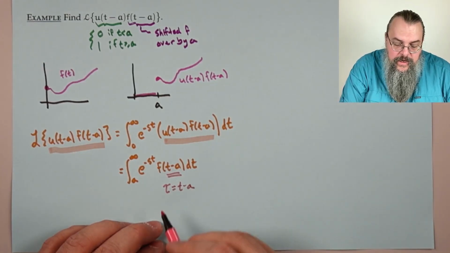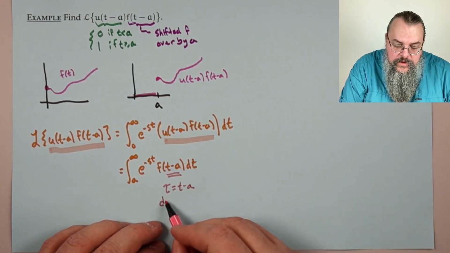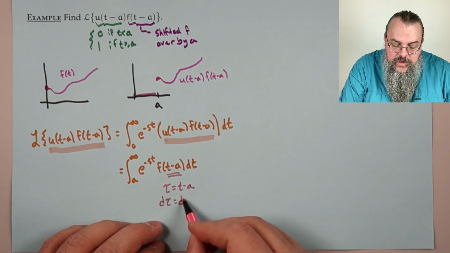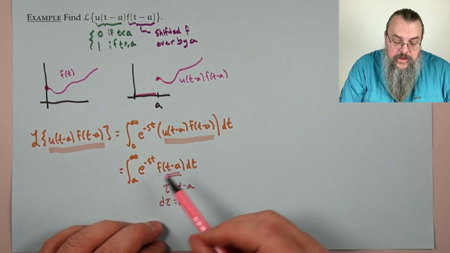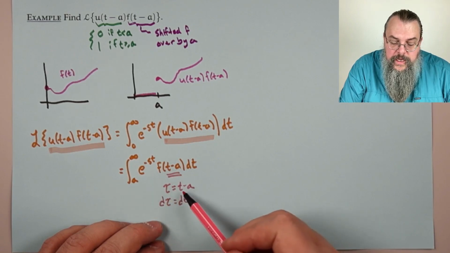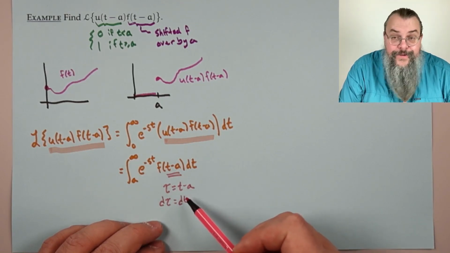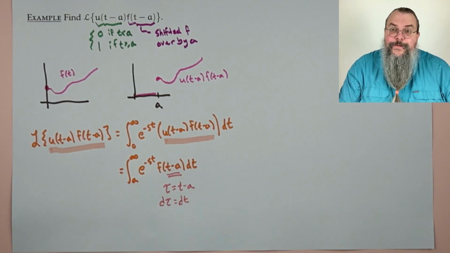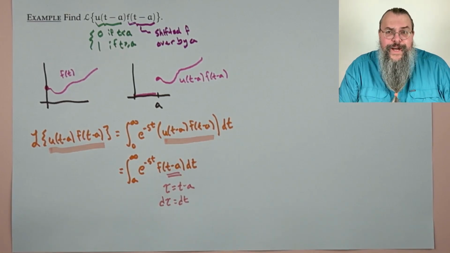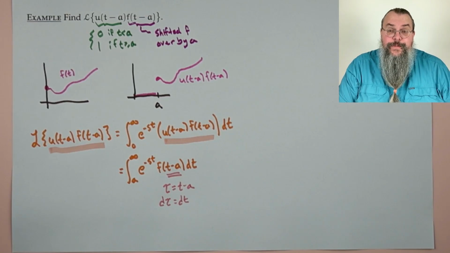All right, now it's not too hard to see. d tau is dt. That's good. Our bounds will be easy. a minus a is 0, and infinity minus a is still infinity, right? Infinity is very resilient. You can subtract off a lot and still be really big.